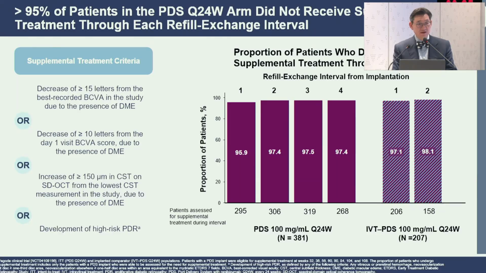But what we really were impressed by was that the proportion who did not receive supplemental treatment through to the end of the study was over 90%. And this was across both arms.